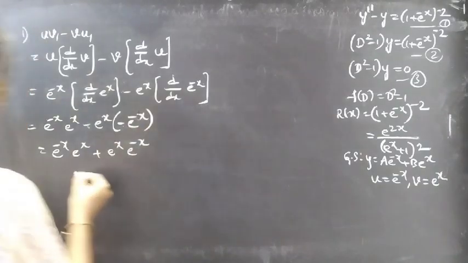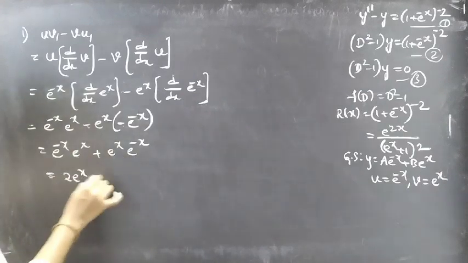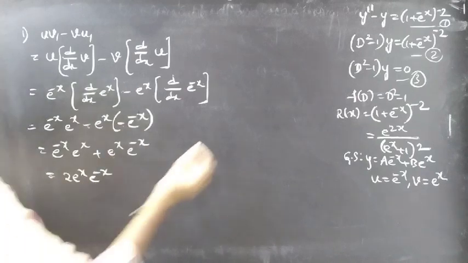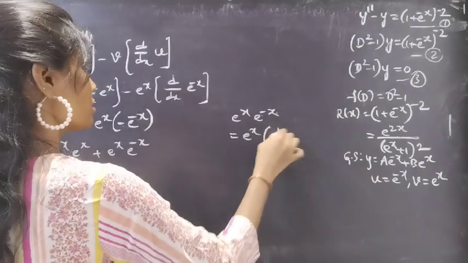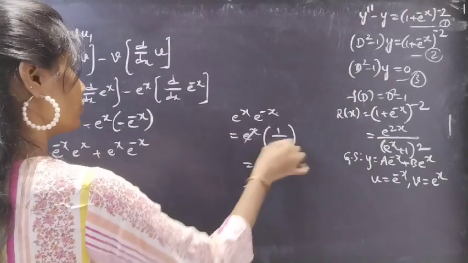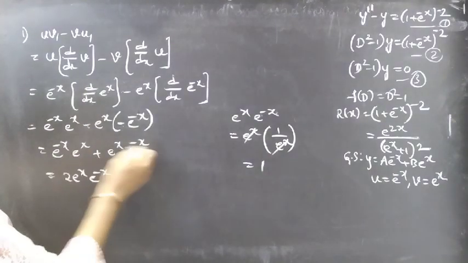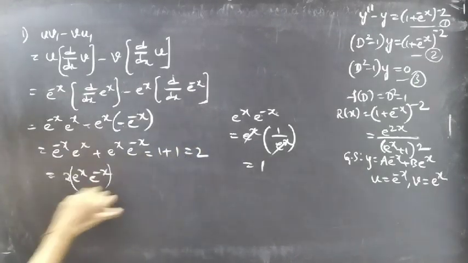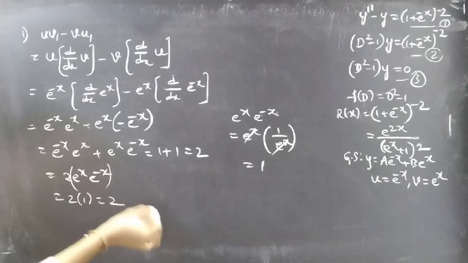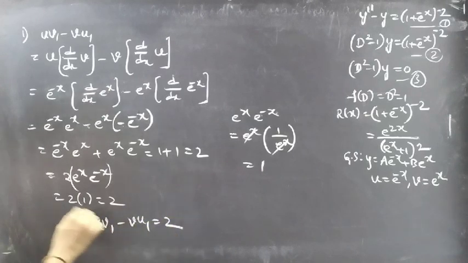Okay, we are having e power minus x into e power x in both the terms, right? We can write it as 2 e power x into e power minus x, right? Or e power x into e power minus x can be written as e power minus x is reciprocal of e power x, so you'll get 1 by cancelling e power x, right? So you can just replace e power minus x and e power x with 1, so that you'll get 1 plus 1, which is equals to 2, or you can replace it here. Okay, therefore uv1 minus vu1 equal to 2.